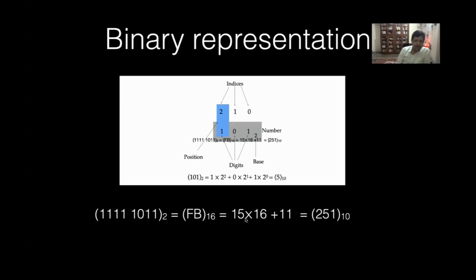Now, how do I convert that to decimal? B remains as is, which is 11. But F is, remember, F is 15. I multiply it by 16, right? So 16 is the base.